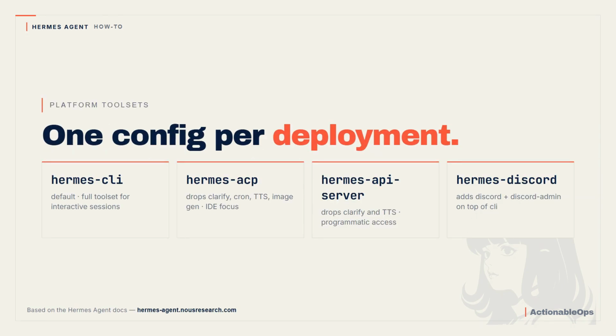Platform toolsets define the complete tool configuration for a deployment target. Hermes-cli is the default for interactive sessions with the full toolset. hermes-acp drops clarify, cron, TTS, and image generation for IDE work. Hermes API Server drops clarify and TTS for programmatic access. Most messaging platforms like Telegram, Slack, and WhatsApp use the same set as Hermes CLI. Discord adds Discord and Discord admin on top.